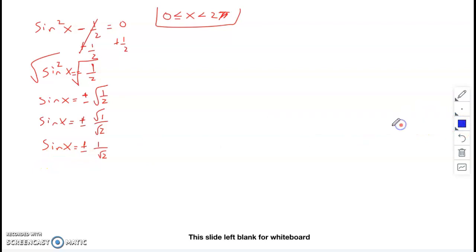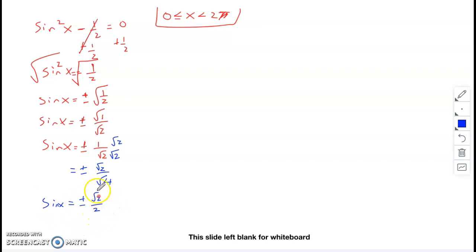Can I have a radical in the denominator? No, you cannot. So I have to rationalize, which means I have to multiply by the same radical. That's going to give me the square root of 2 on the top, and the square root of 2 times the square root of 2 gives me the square root of 4, which is equal to 2. So I have plus or minus square root of 2 on the top and a 2 on the bottom. So sine of x is plus or minus square root of 2 over 2.